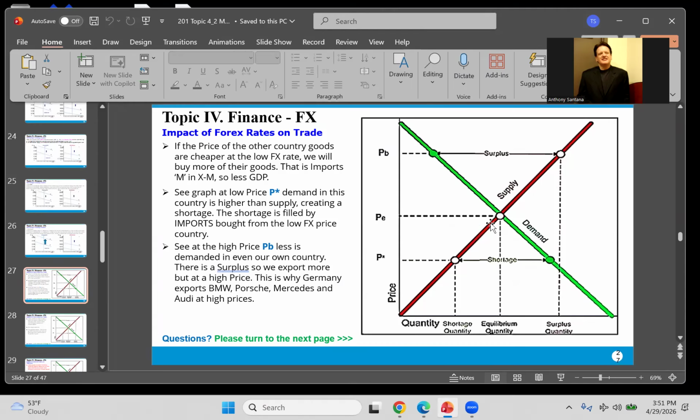Imports are a leakage out. If you think of the circular flow of the economy like a zeppelin or a balloon shape, imports are leaking out, where the income on the left-hand side is leaking out. And so that reduces our GDP. So that's how tariffs work as well.